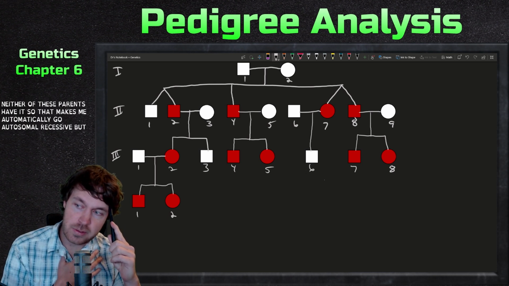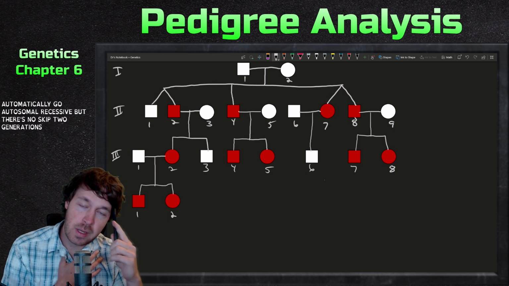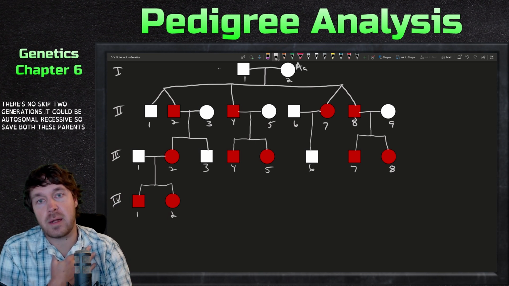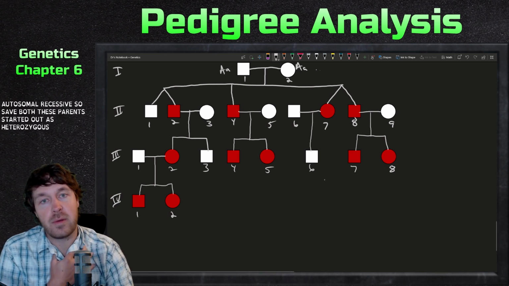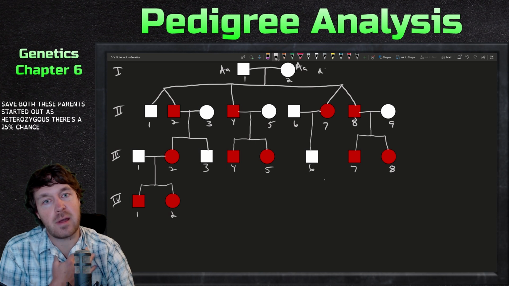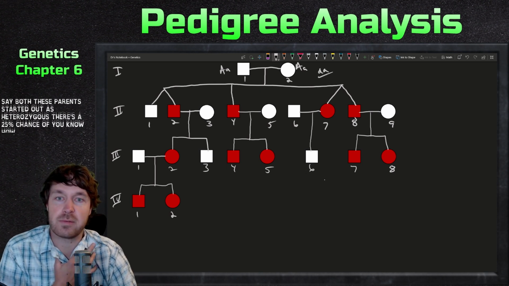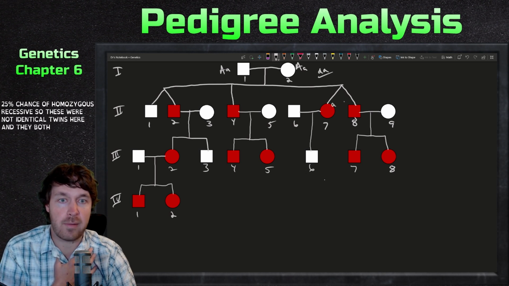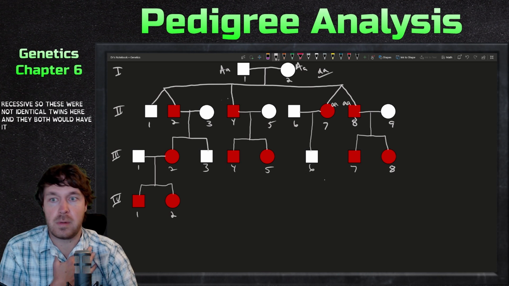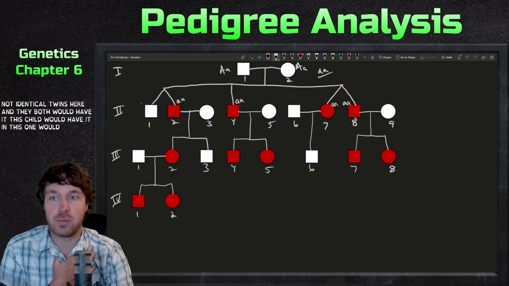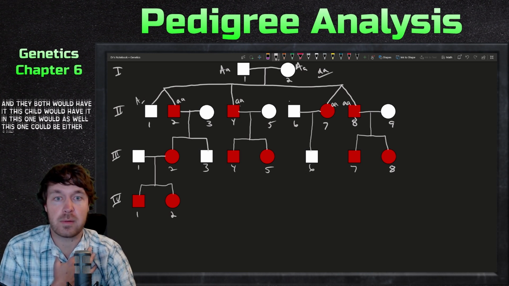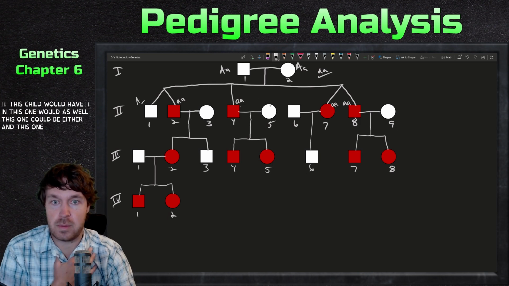But there's no skip of generations. It could be autosomal recessive. So say both these parents started out as heterozygous, there's a 25% chance of homozygous recessive. So these were non-identical twins here, and they both would have it. This child would have it, and this one would as well. This one could be either, and this one, okay, those are the children.